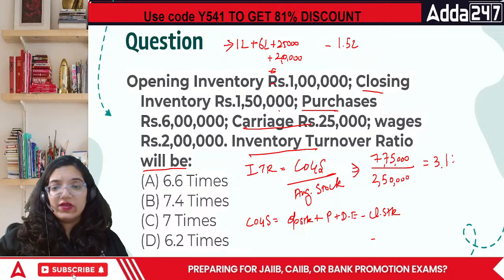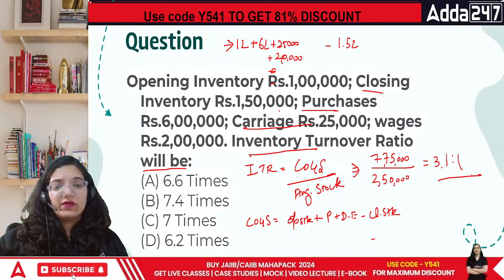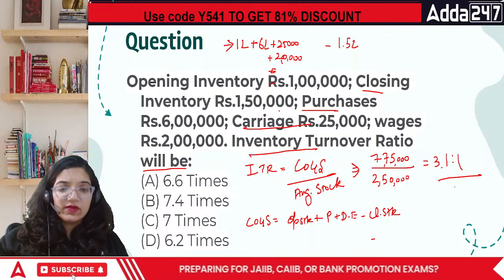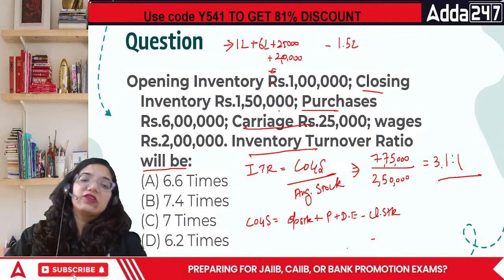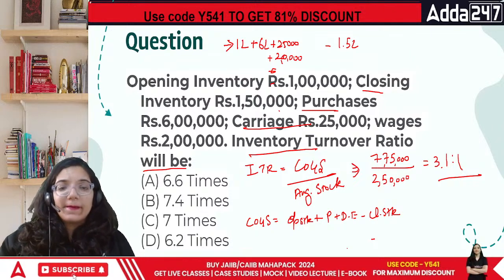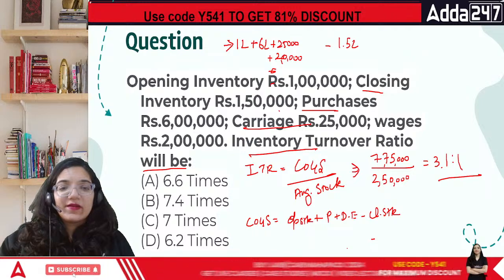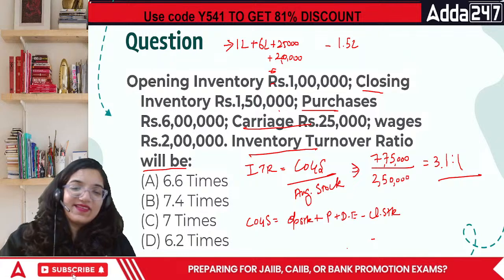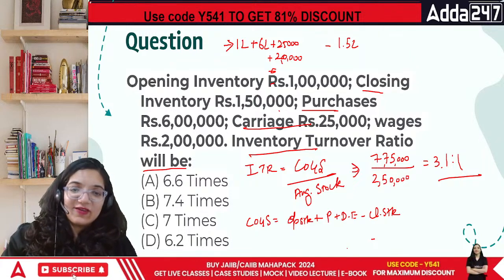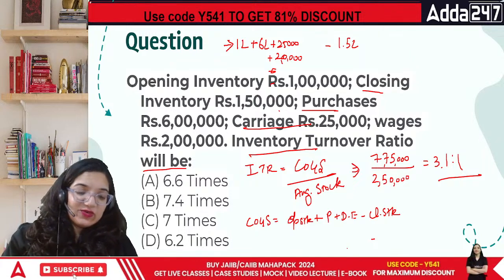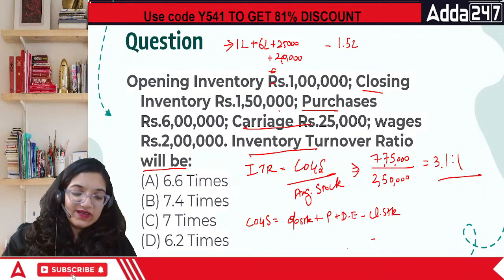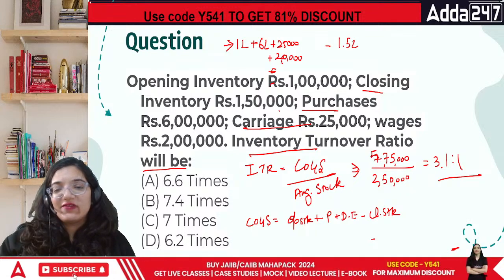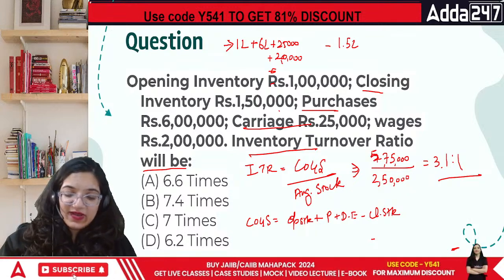This is 3.1:1. This should be the answer. The question is different. Inventory turnover ratio is this only. The answer should be 6 lakh plus 1 lakh, making it 725 minus 1,50,000. Oh, I'm sorry. It has to be 5,75,000 divided by 2,50,000.